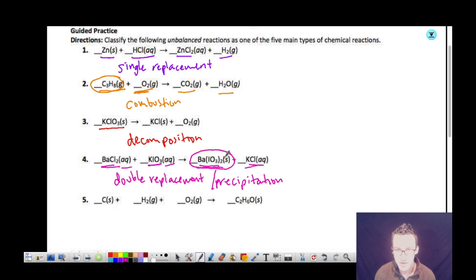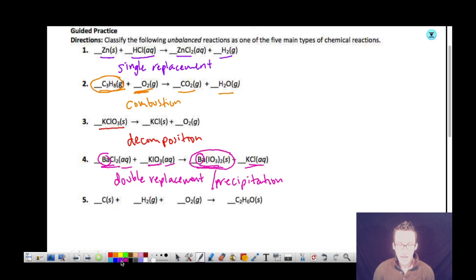Don't automatically think that when you see a solid on the product side that you've got a precipitation reaction. Not the case. But when you start with 2 aqueous solutions and you end up with a solid, boom, precipitation reaction. You're good to go. Also, recognize they just switch partners here. The barium starts with chlorine but ends up with the iodate, which is potassium's original partner there. So double replacement reaction, specifically precipitation.